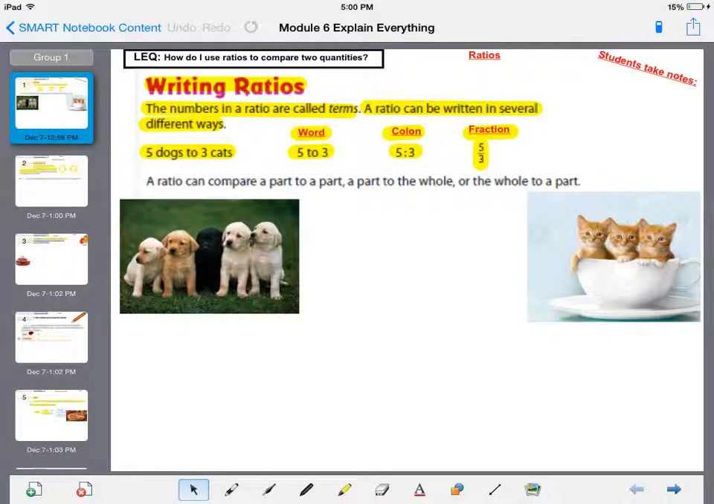In Module 6 we talk about ratios and rates. On this slide we talk about the three different ways that we can name a ratio. A ratio can be named in the word form. In this case we have 5 dogs to 3 cats, and therefore the word form would be 5 to 3. A ratio can also be written in colon form, where you put a colon between the two items that are being compared. And last but not least, you can write a ratio in the fraction form.